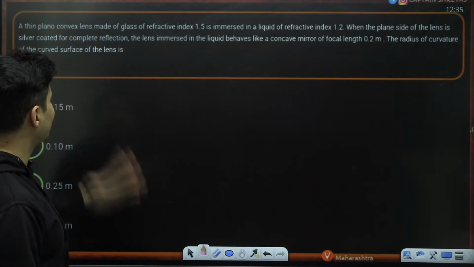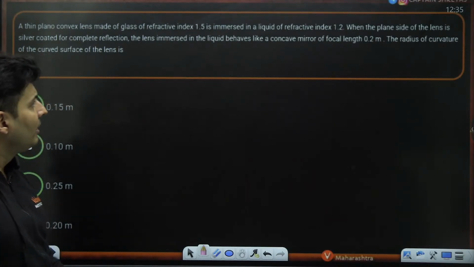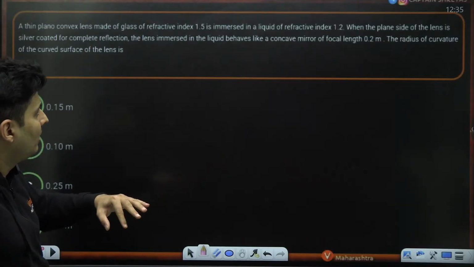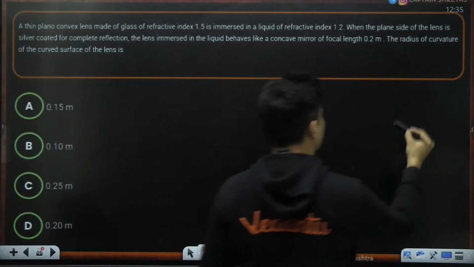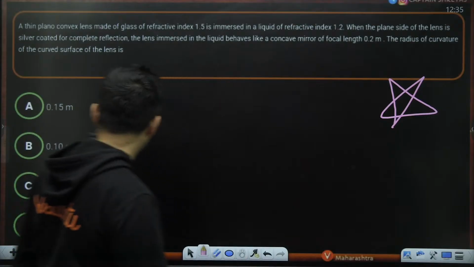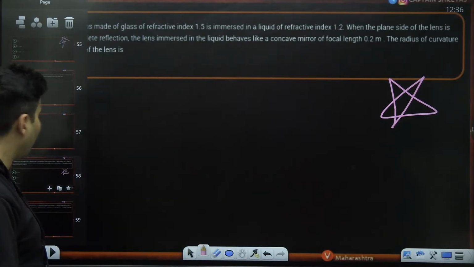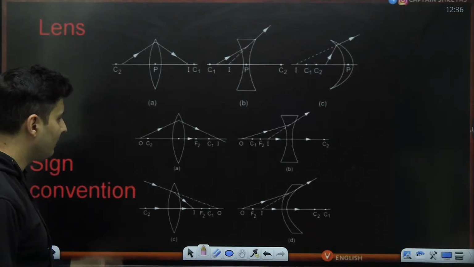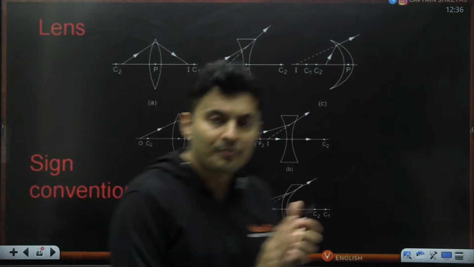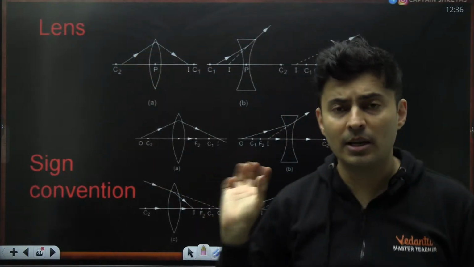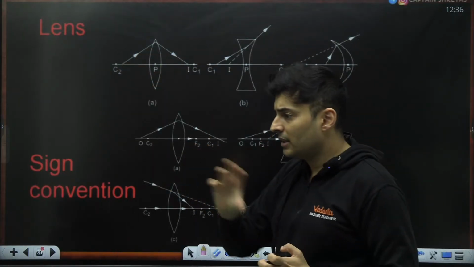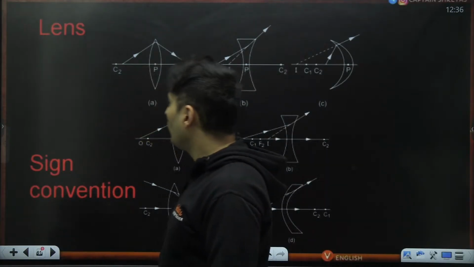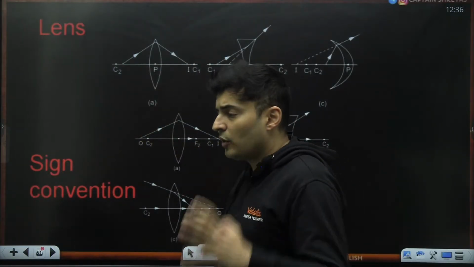A plano-convex lens is immersed in a liquid when the plane side is silver coated. I think these questions have come before, so I'll just come back, guys. After we discuss combination of lenses, we'll come back to this. Let's first learn the lens formula, magnification, and then the power of a lens and combination, and then we'll come back to that. Okay, so now the lens formulas.